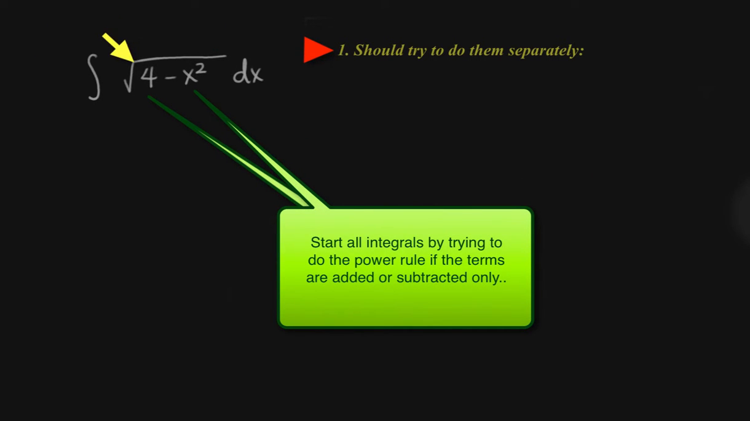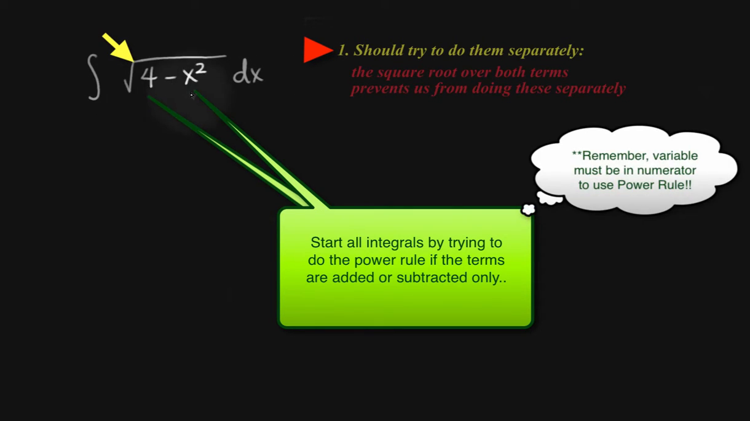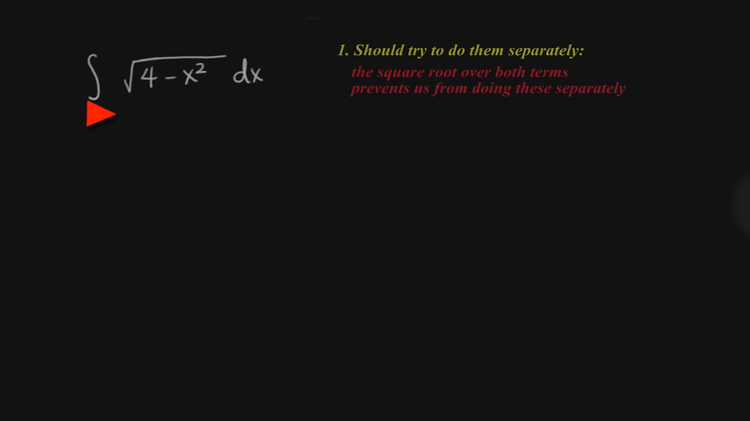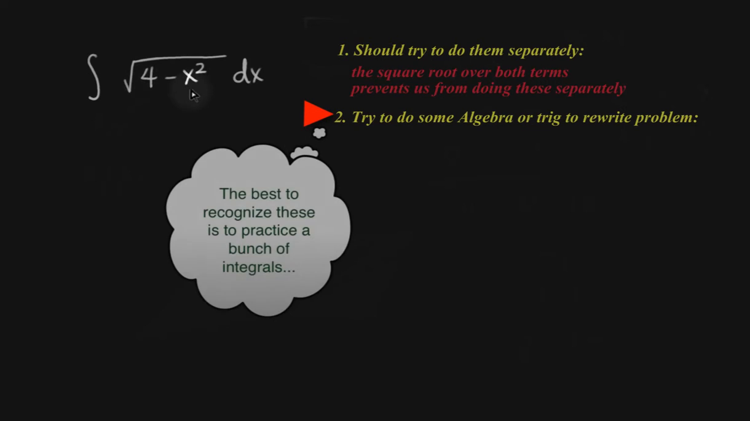Unfortunately, because of that radical, the square root right here, we're not able to do these individually. Only if they're added and subtracted can you use the power rule with the variable in the numerator. But if they're divided, or in this case square rooted, or if they were raised to the fifth power, you have to do something different. That something different might be some algebra or trig to rewrite the problem. But in this case, there's just a simple square root. Can't really do anything with that.